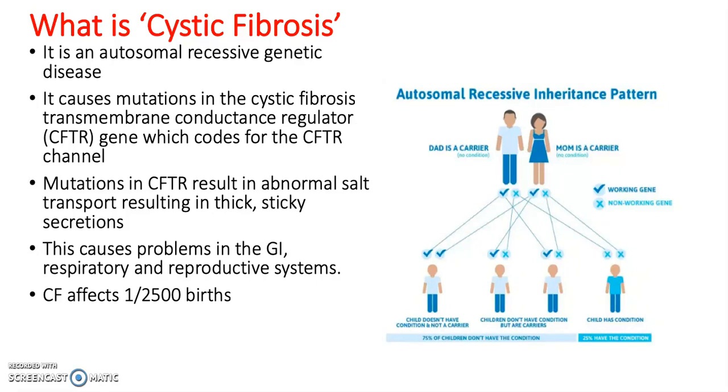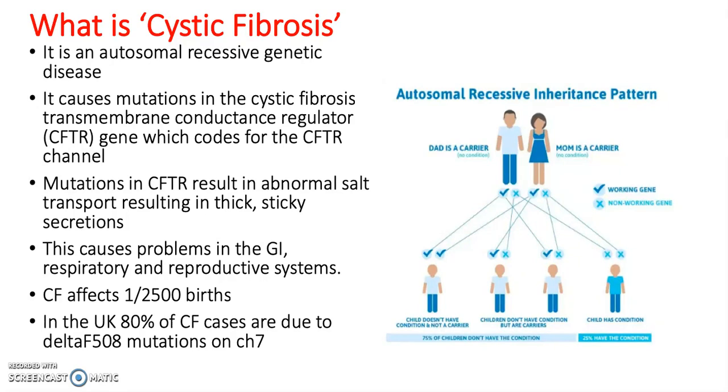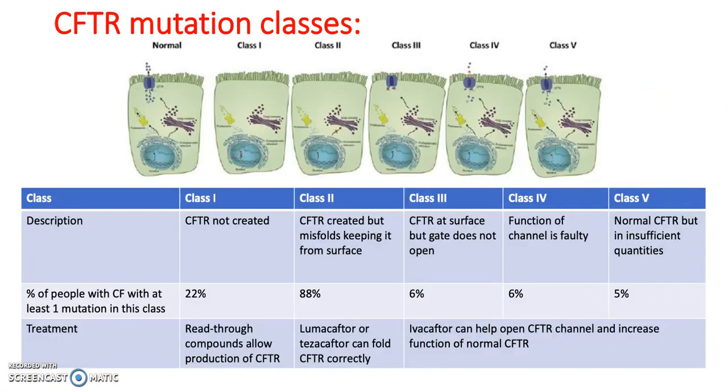Cystic fibrosis affects 1 in 2,500 births. In the UK, 80% of cystic fibrosis cases are due to delta F508 mutations on chromosome 7. CFTR mutation classes. There are 5 different classes of mutation. As you can see here, the normal transport membrane protein is functioning correctly.